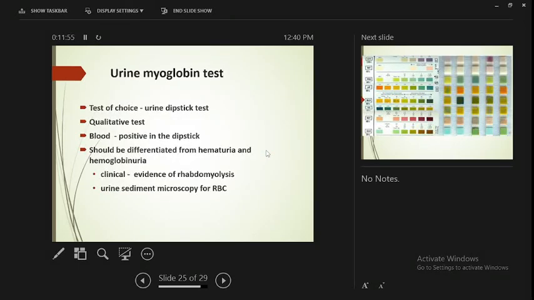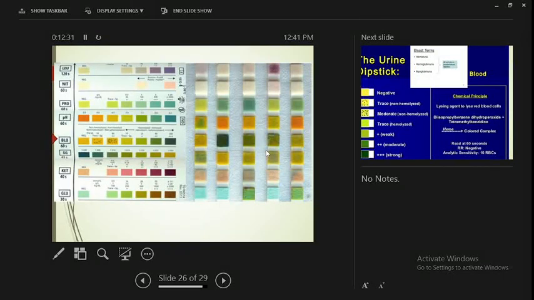If you suspect myoglobinuria or hematuria in the patient, usually you request a UFR or the urine dipstick test. It's a qualitative test, and if it is hematuria or myoglobinuria, you will get a positive for blood. But we have to differentiate hematuria or hemoglobinuria from myoglobinuria. For that, we have to go for other evidence like the CK elevation as evidence for rhabdomyolysis, and the sediment examination for the presence of intact RBC. Those are important.